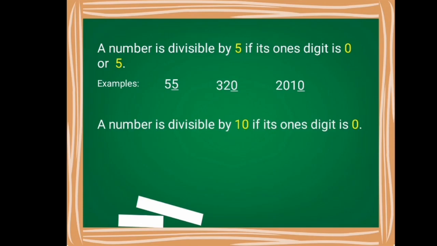Next, a number is divisible by 10 if its ones digit is 0. Kapag ang ones digit niya ay 0, automatic, yung number na yon ay divisible by 10. Examples are 20, 480, and 9,810. Tapos na tayo sa divisibility rules ng 2, 5, and 10. Let's move naman dun sa divisibility rules nung natitirang tatlo.